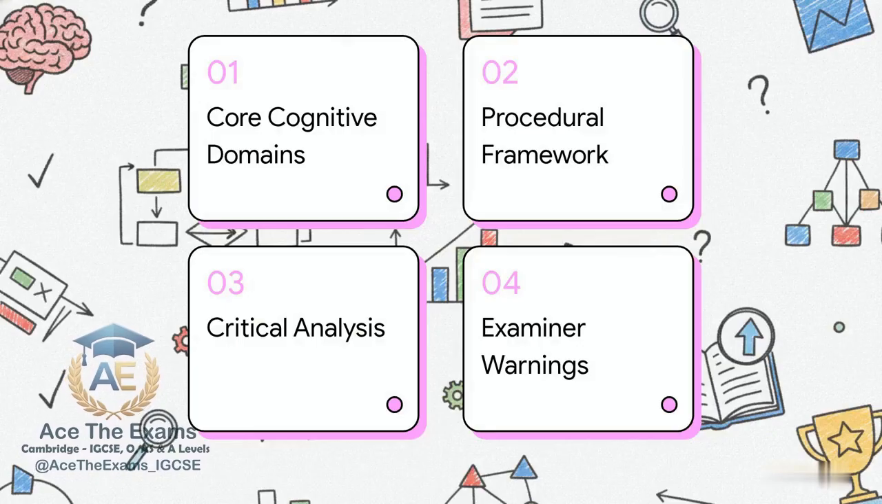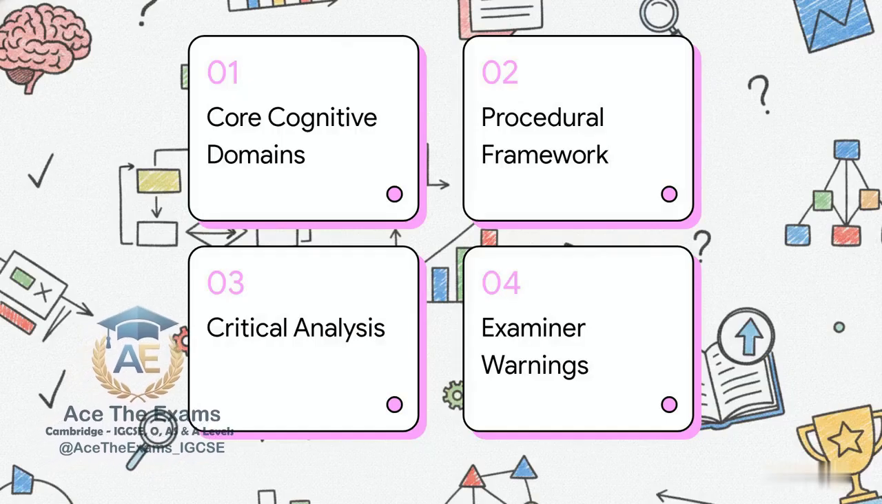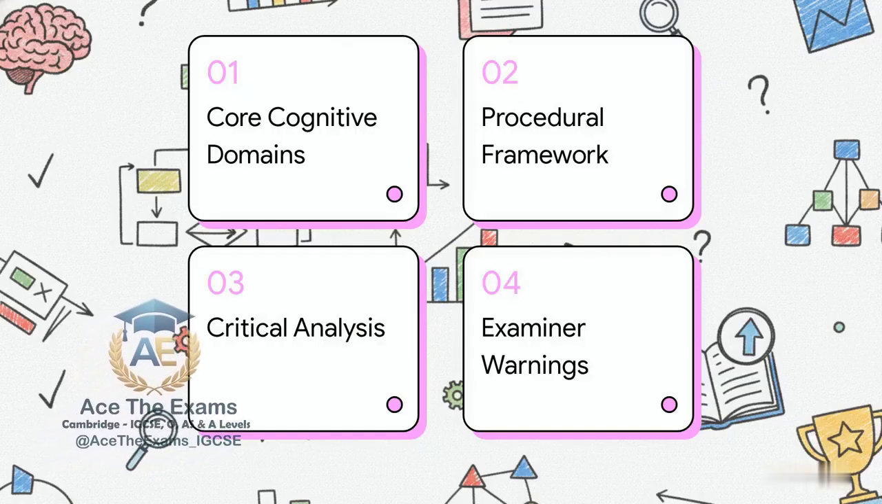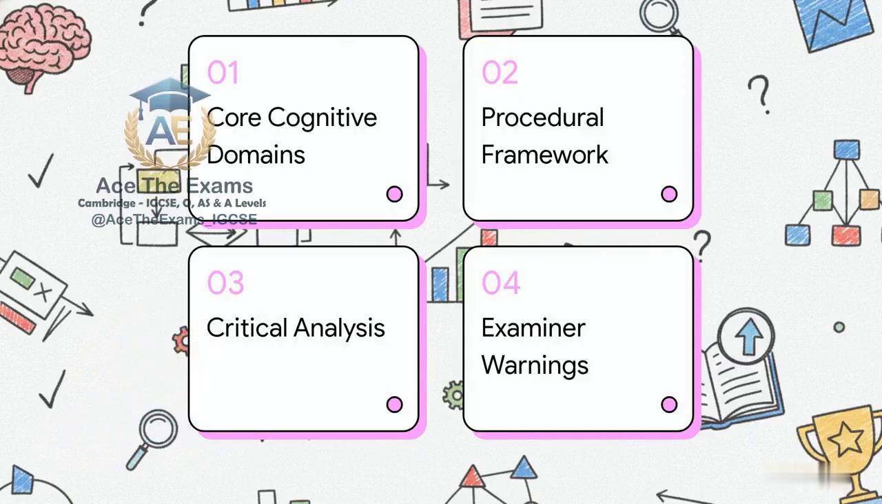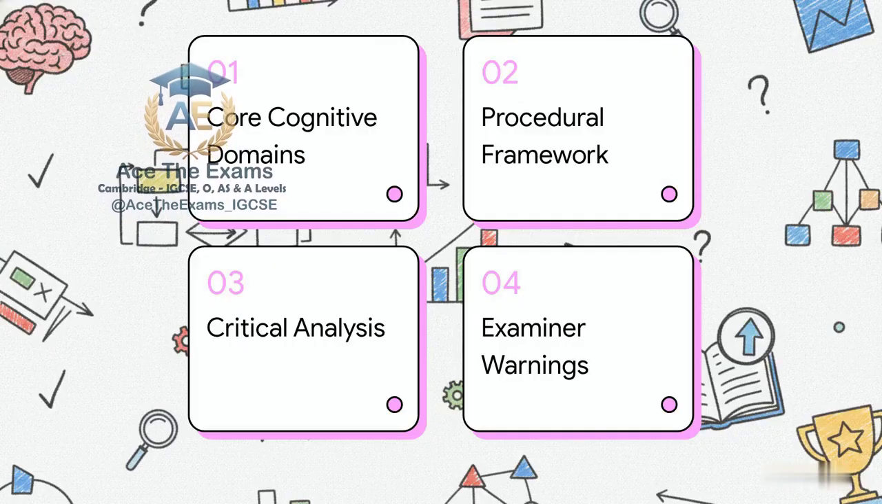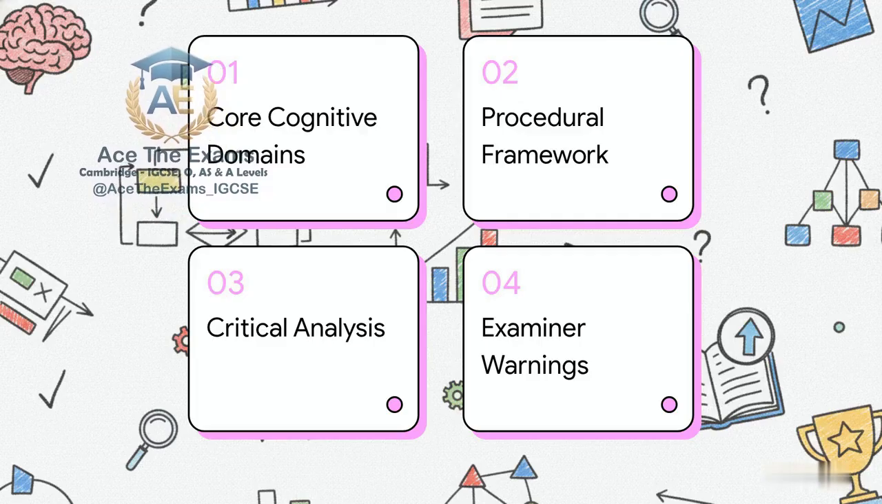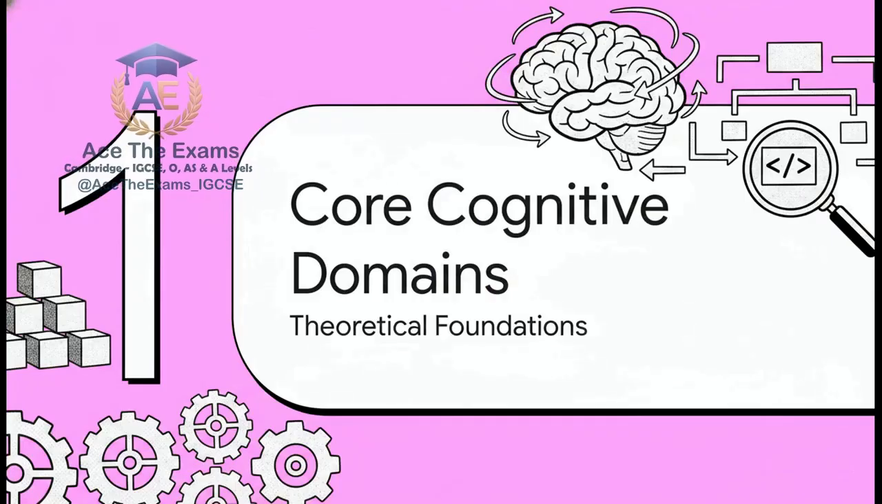All right, let's quickly map out our marathon route for today so you know exactly how to pace your attention. First, we'll decode the core cognitive domains. Second, we're building the procedural framework. Third, we'll dive into critical analysis and trade-offs. And finally, we are uncovering the top examiner warnings so you don't fall into the same traps as thousands of other students. Okay, let's jump straight into Section 1, Core Cognitive Domains.